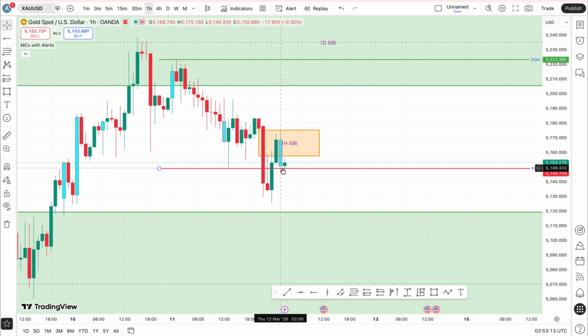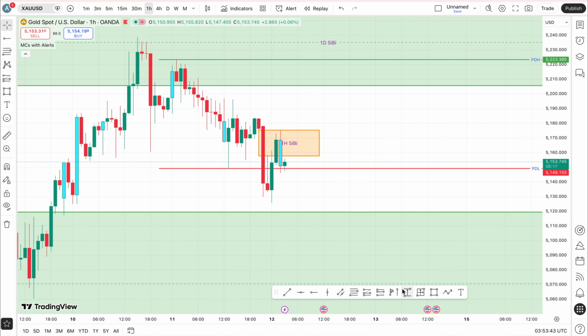Until the imbalance is fully mitigated or broken, it can continue to act as a ceiling for price movement. It can continue to push down while it's making a small retracement currently. If price rejects from the SiBi again, the market could continue lower towards a liquidity below. But if price breaks and closes above it, that would signal that the imbalance has been filled and the market may attempt to move higher.